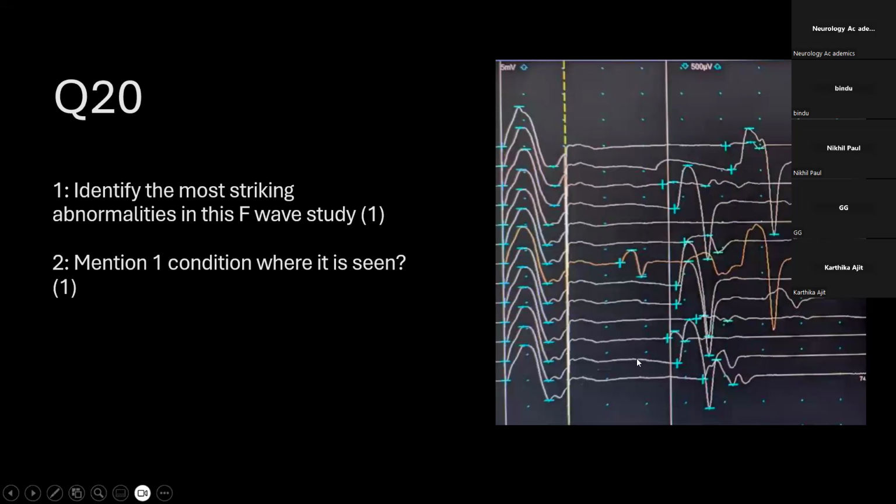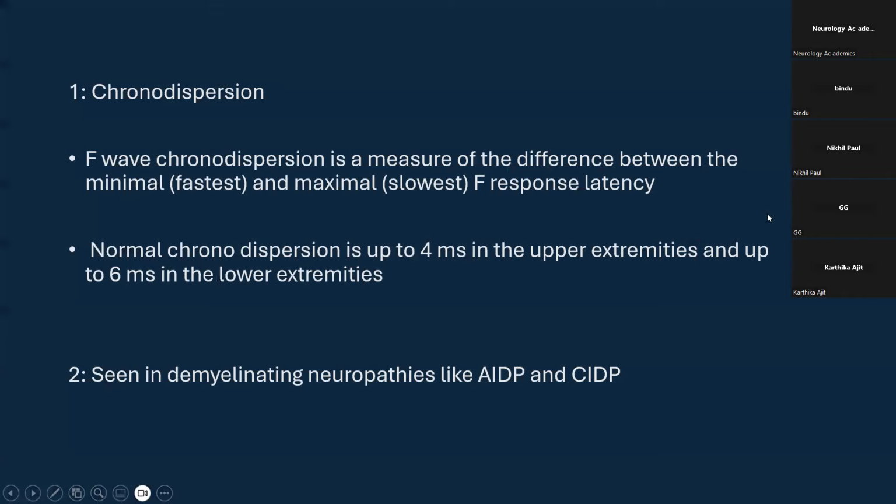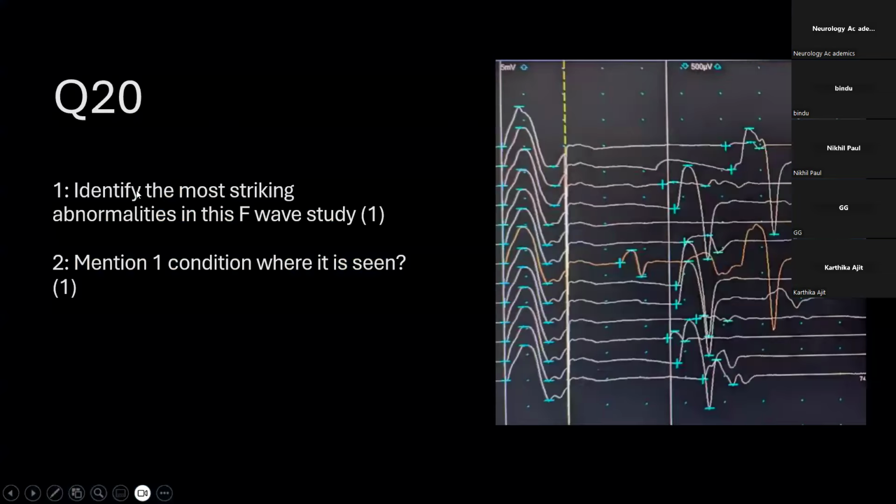The most striking abnormality in this F-wave study, here you can see the dispersion, separated by more than four milliseconds. It's called chronodispersion. Have you mentioned which nerve it is, upper limb or lower? Because it is different for upper limb and lower limb. And second thing is that there are actually multiple abnormalities there. So you can write any one of them, and I think it could be eligible for an answer.